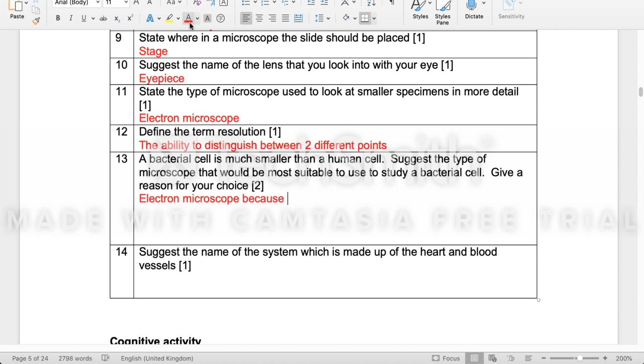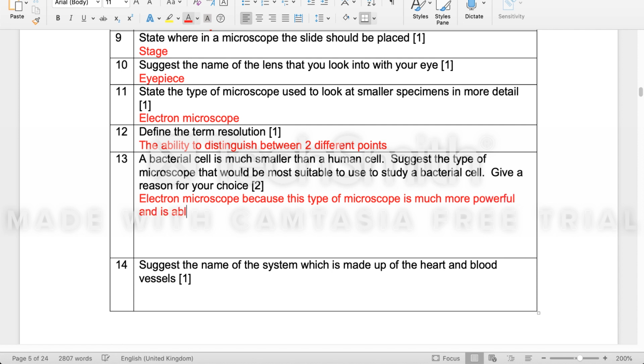And here you would be able to explain why you would use an electron microscope, and the reason is because an electron microscope is much more powerful, right? This type of microscope is much more powerful and is able to look at very small details in high resolution. So using those terms together, one, makes you sound smarter, and two, helps you explain things in much smaller details, okay?